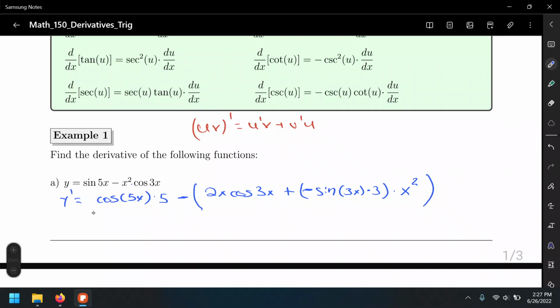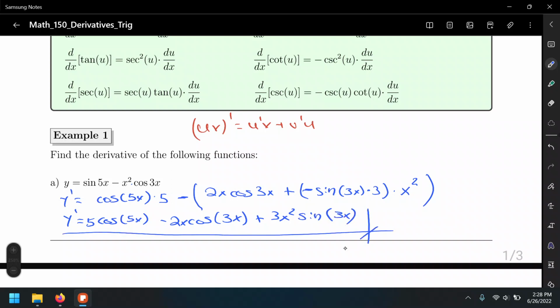Well, I'm going to write this 5 in the front, 5 cosine 5x, and then minus 2x cosine 3x, and then be careful here because plus minus, that means a minus with a minus in the front, that's a plus, x squared, and then this 3 can be written in the front, sine 3x. Alright, and that's the final answer.